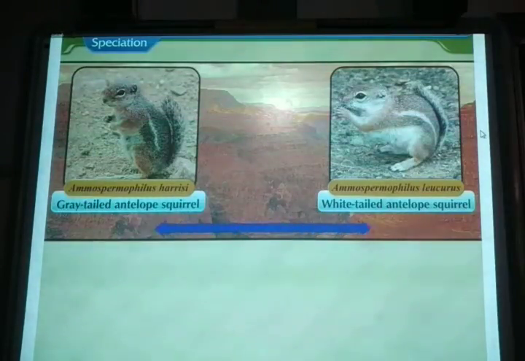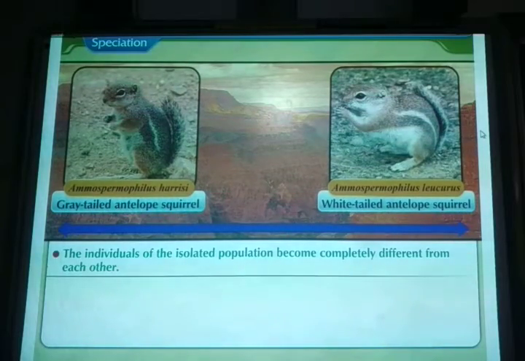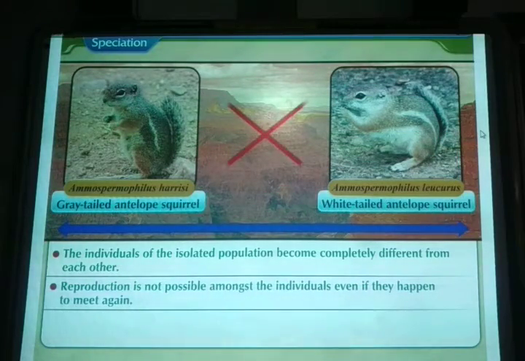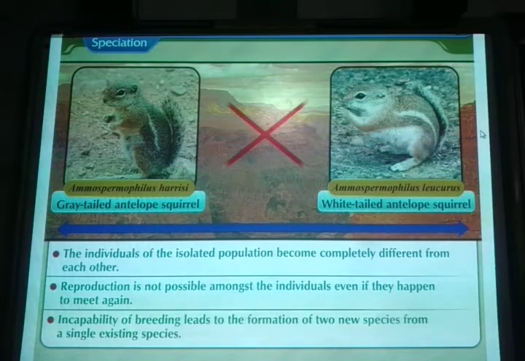Over a period of time, the individuals of the isolated population become completely different from each other. No reproduction is possible amongst these individuals even if they happen to meet again. This incapability of breeding leads to the formation of two new species from a single existing species. This is known as speciation.